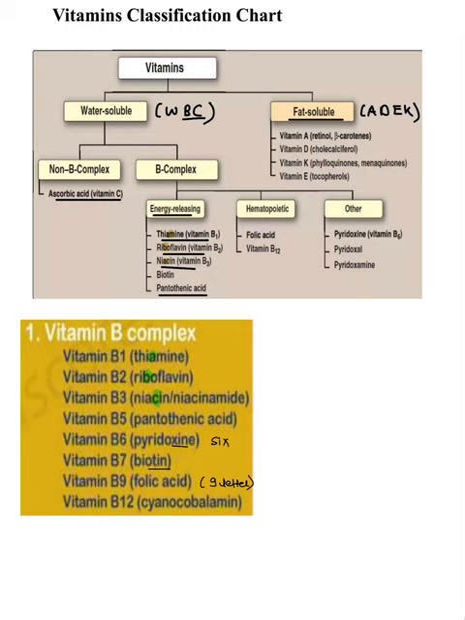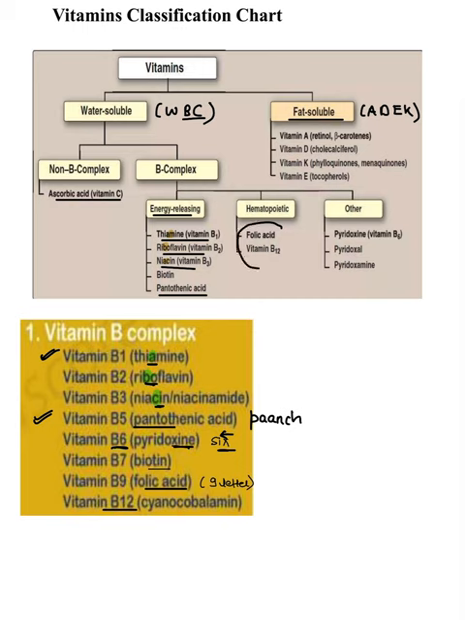You can see the names here. Vitamin B1, thiamine, B2, riboflavin, B3, niacin. Focus on the letter. B5, panch, that is pantothenic acid. Vitamin B6, 6 is X, that is pyridoxine, if you do the opposite of 6. Vitamin B7, that is biotin. Vitamin B9, folic acid, that is 9 letters. And vitamin B12 is cyanocobalamin.